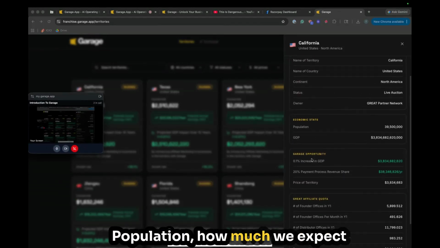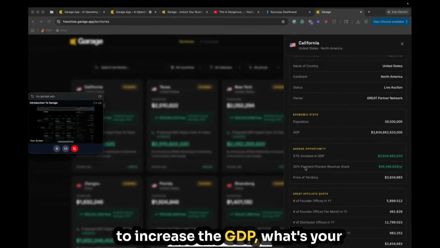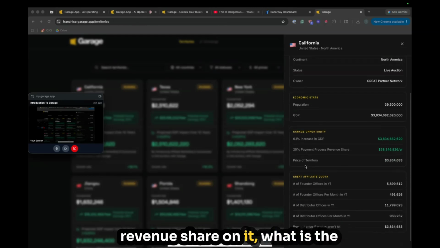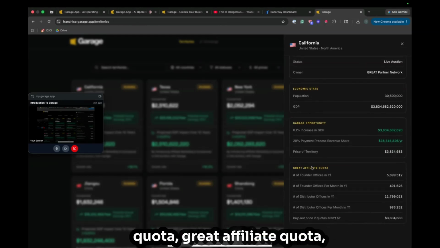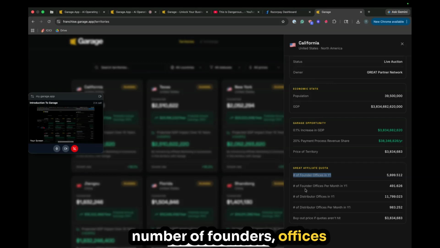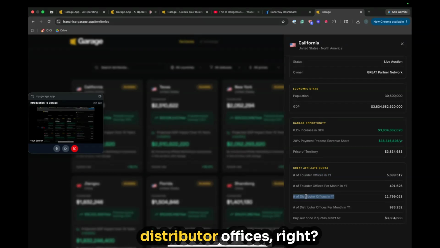Population, how much we expect to increase the GDP, what's your revenue share on it, what is the quota, great affiliate quota, number of founders, offices per year and per month, then number of distributor offices, right?